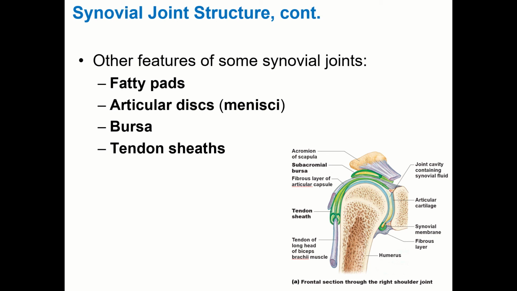All right, so other stuff in synovial joints. Some synovial joints have, not inside the joint capsule itself, but around them, fat pads. So for example, in the knee, on the anterior inferior aspect of the knee, just behind your patellar tendon, you have a fat pad. So those cushion impact.